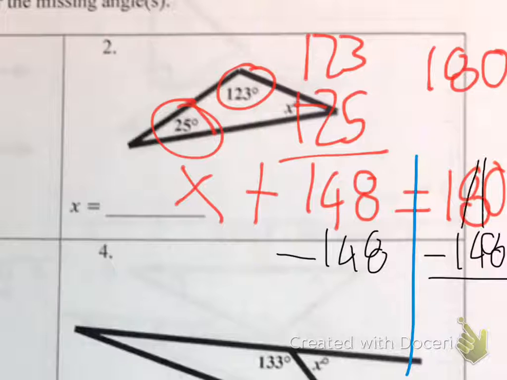Now 10 minus 2 is 9, minus 8 is 2. 7, 3, 32. X equals 32.